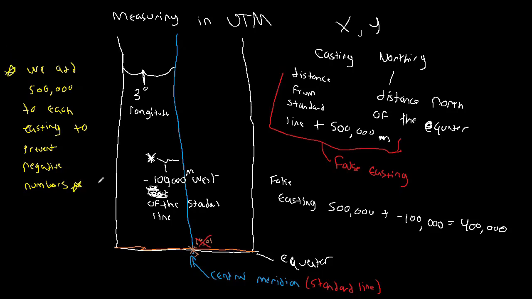Right. So let me repeat that one more time. When we measure distances in UTM for the coordinates, the value that we're being reported is typically referred to as an easting. But in UTM specifically, we add 500,000 to whatever easting value we get to prevent negatives. So in this example, we are 100,000 meters west of the standard line of the central meridian. But because we add the 500,000, the easting that would be reported is 400,000, not negative 100,000. Okay?